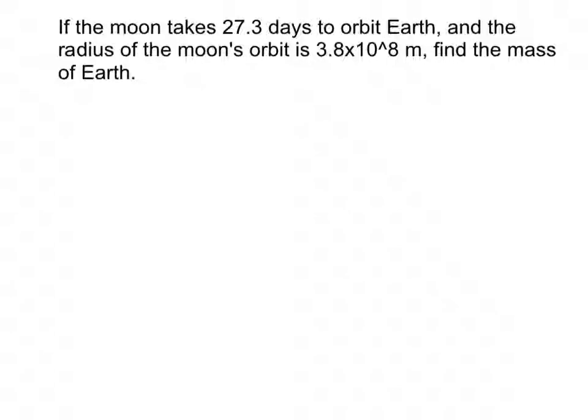So, if the Moon takes 27.3 days to orbit Earth, and the radius of the Moon's orbit is 3.8 by 10 to the 8 metres, find the mass of the Earth. This is where the first of those derived equations can come in handy. M is equal to 4 pi squared r cubed. Sometimes you'll see a capital R written, sometimes a lowercase r. As long as you know it's the radius of orbit, you'll be fine. Divided by G t squared.